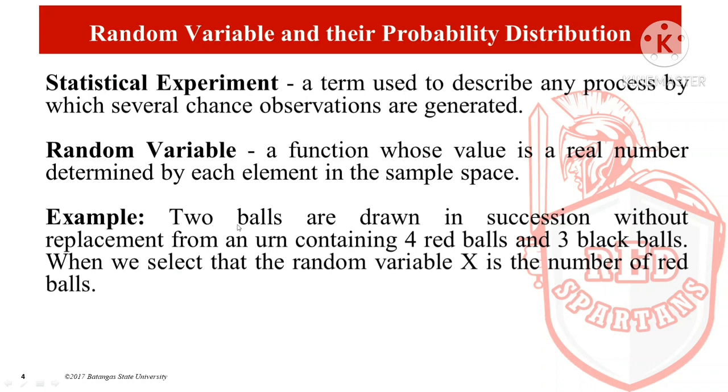So, for example, 2 balls are drawn in succession without replacement from an urn containing 4 red balls and 3 black balls. When we select that the random variable x is the number of red balls, so una, ano ba yung ating magiging outcome? So sabi without replacement, then bubunot tayo ng dalawang ball dun sa urn. Ibig sabihin, pwedeng red or black ball. So yung ating mga outcome, pwedeng yung first ball is red, then second ball is black. Then another, pwedeng first ball is red, then second ball is red.